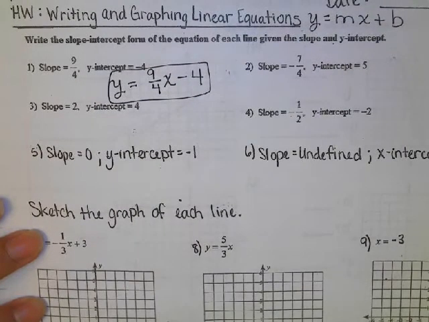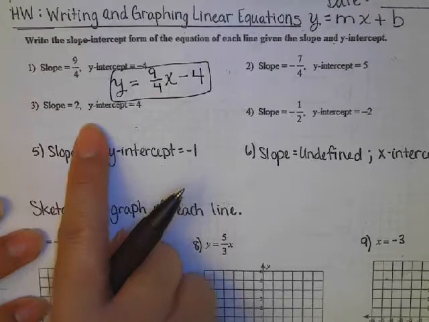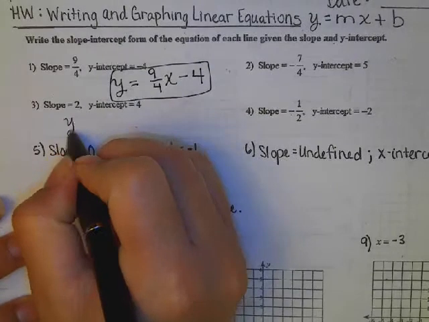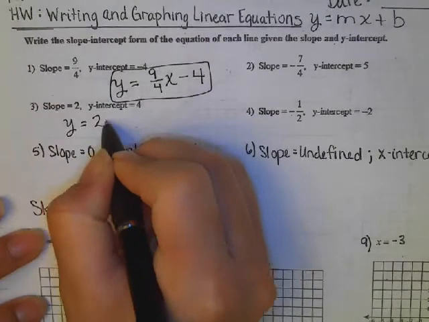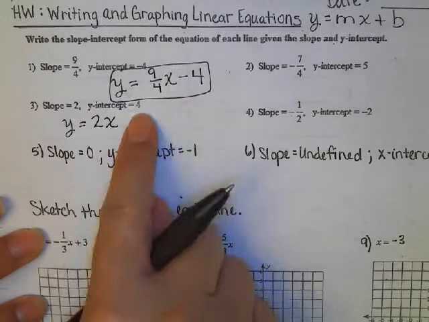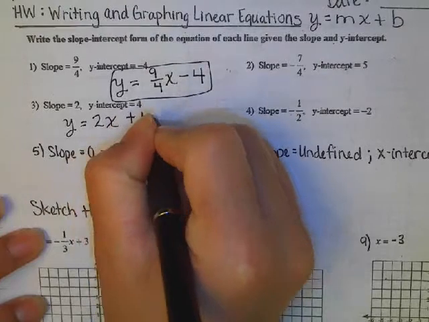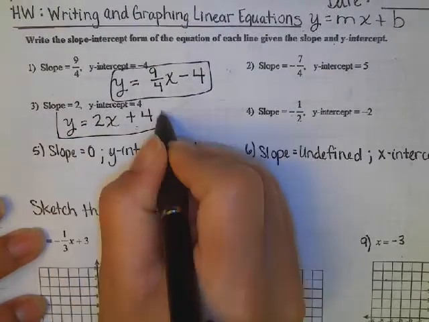Okay. Same thing, let's do another one. If the slope is 2, so y equals, my slope is the one that goes next to the x, and then my y-intercept, it's +4, so I will put +4.